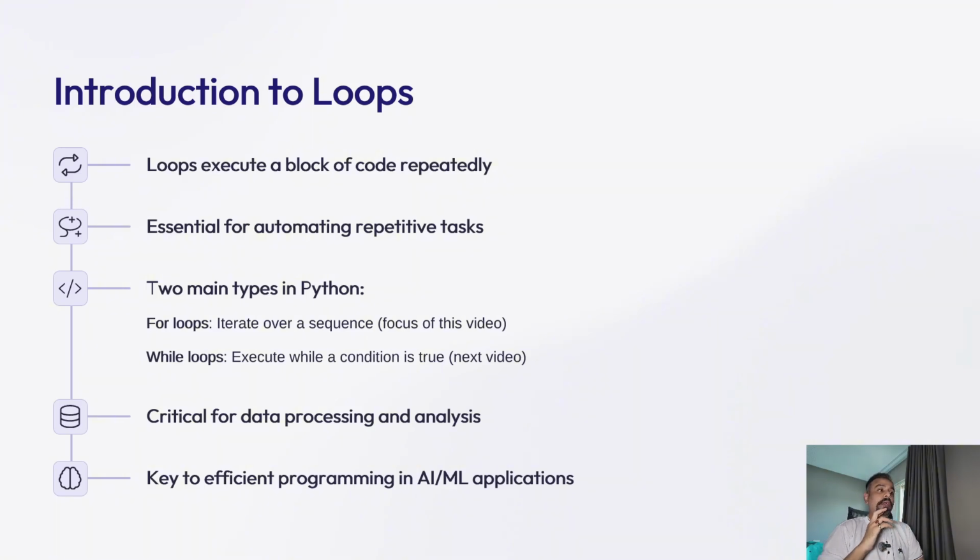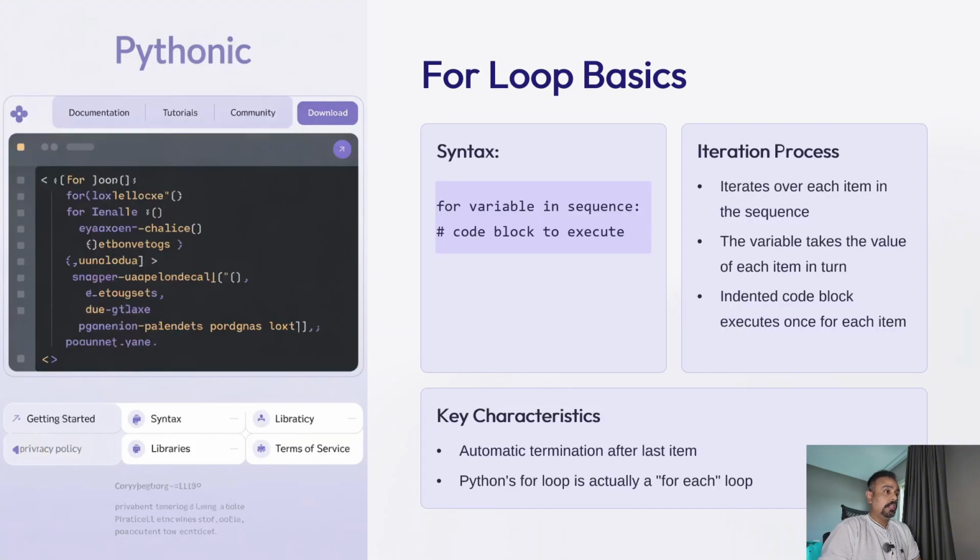So in Python, there are two main types of loops. One is the for loop, which iterates over sequences like lists or ranges, and the while loop, which continues as long as a condition remains true. In this video, we will focus on for loops specifically, which are particularly useful for data processing tasks common in AI and ML applications. For loops let us apply the same operation to each item in a collection, making our code more concise, readable, and maintainable. So let's see the basics of the for loop.